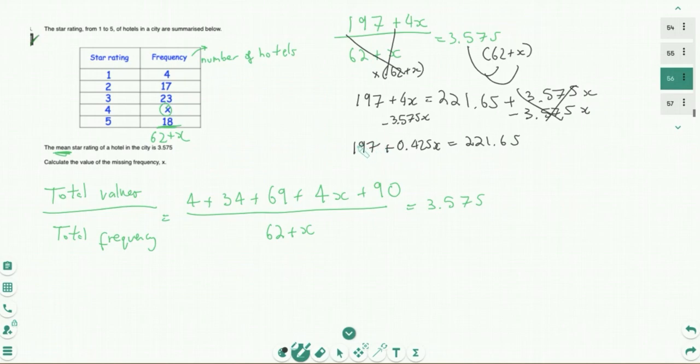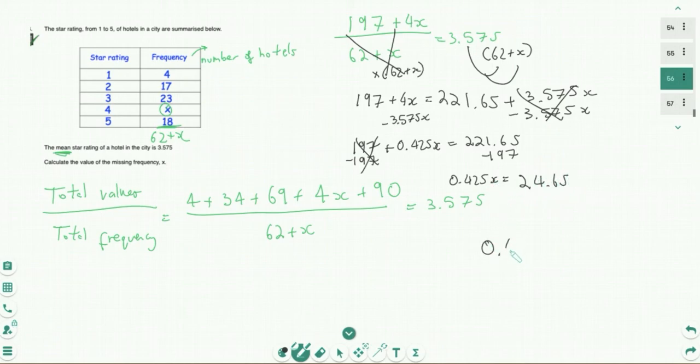Then x is being multiplied by 0.425, then being added by 197. So let's get rid of this 197 to get x by itself. So we're going to minus 197 on both sides. Minus 197. Boom. So 0.425x is equal to 221.65 minus 197 is 24.65.